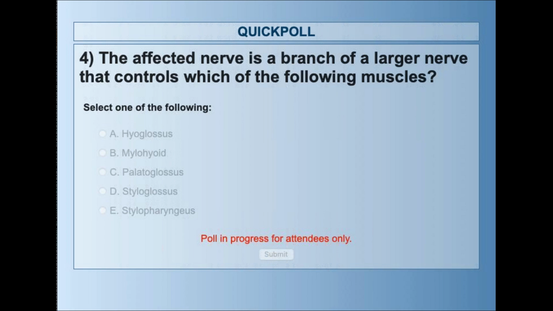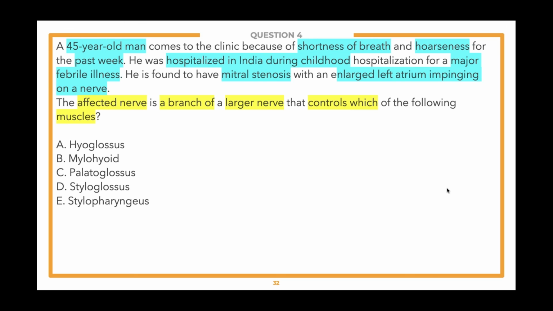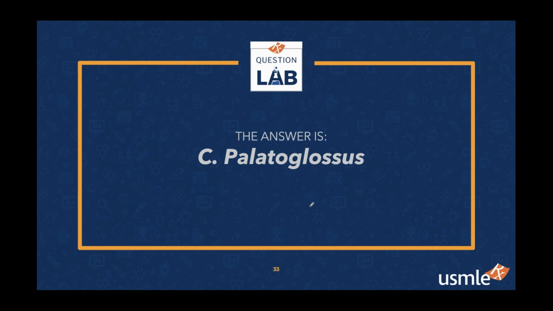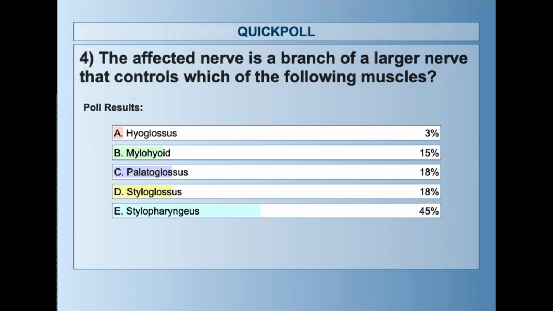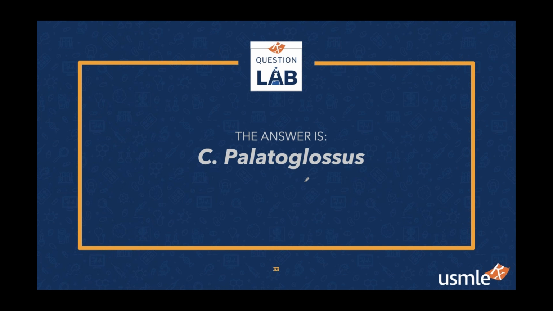All right. A few more seconds here. All right, let's take a look and see what you selected. Well, 45% of you selected E, stylopharyngeus, and then it was tied for second place with styloglossus and palatoglossus. Let's take a look and see what the correct answer is. The correct answer is C, palatoglossus, and 18% of you got it right. So definitely a challenging question. Let me hand it off to Boris.